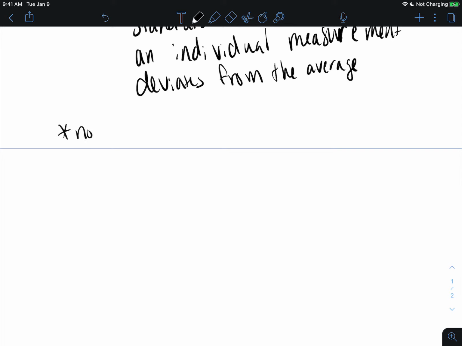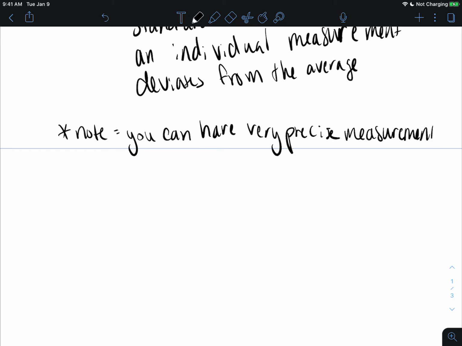So as a note, you can have very precise measurements that are not accurate. One thing that could happen is you can have a tool that's not calibrated correctly. So your measurements will be very precise as long as you're doing them correctly, but they won't be very accurate. So that brings up the idea of an error.